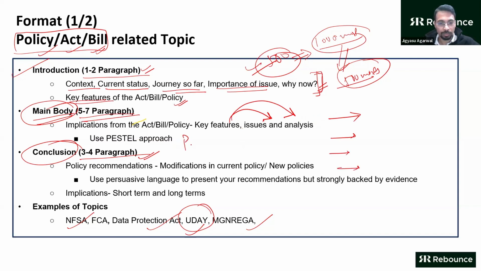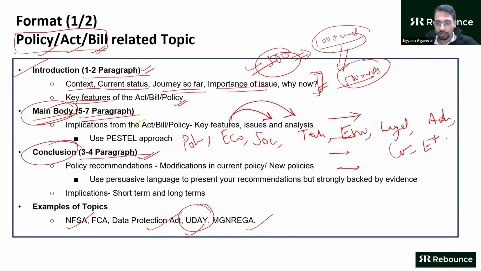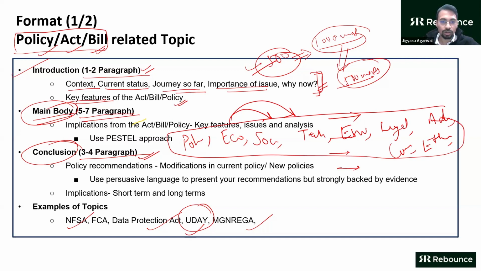PESTLE, those who have prepared for civil services know about it: political, economic, social, technological, environmental, legal, then some others, let's say administrative, constitutional, and ethical. You can bring all those angles. You can choose 4, 5, 6, 7 dimensions out of it, and analyze this specific act around those dimensions.